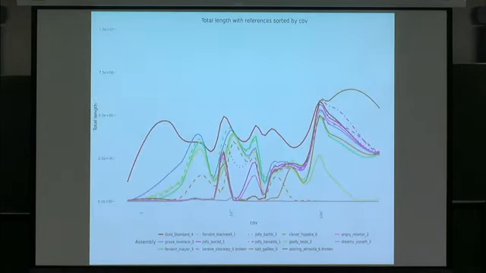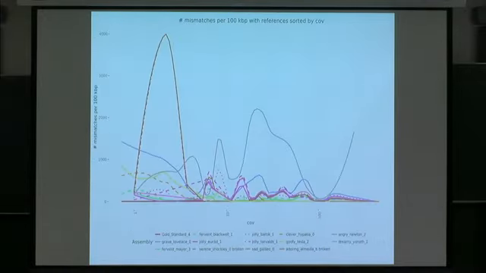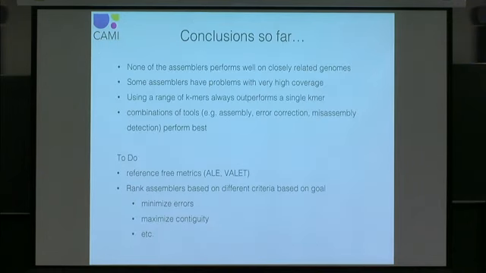But anyway, if you're interested in the plots, just go to the web page, the GitHub, and you can look at all the plots. So let's try to make some conclusions, which is a little bit difficult, but I think we can conclude that none of the assemblers perform very well on closely related genomes. That's something we expected already, but now we can actually see it from the data. Some of the assemblers have problems with very high coverage.